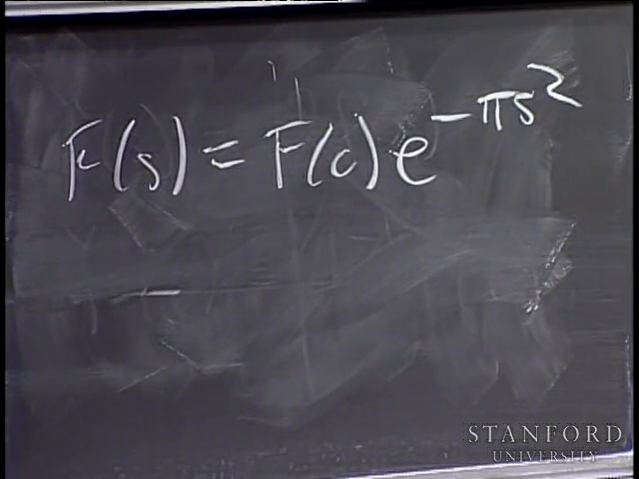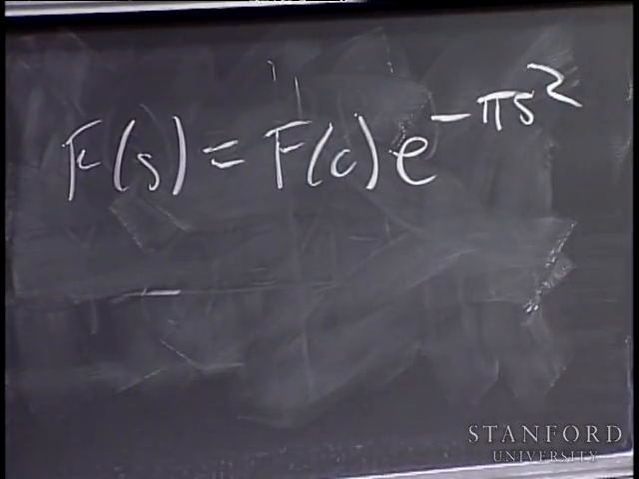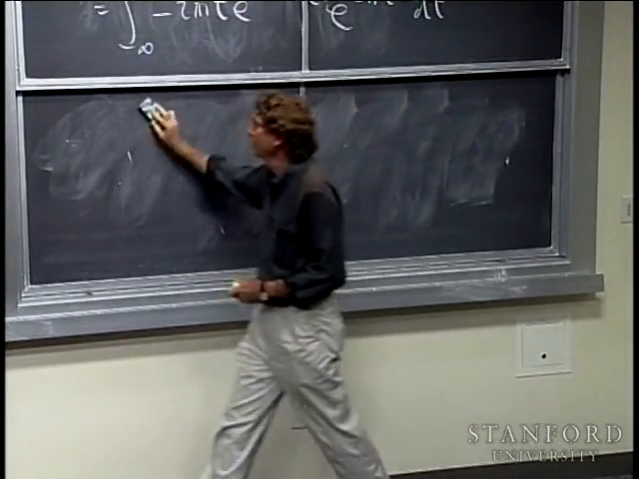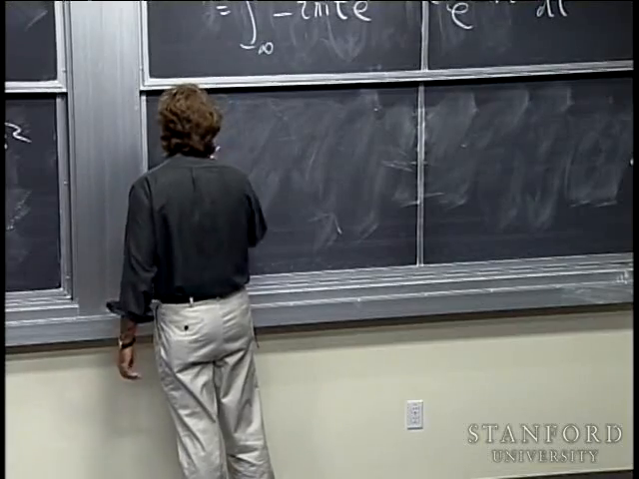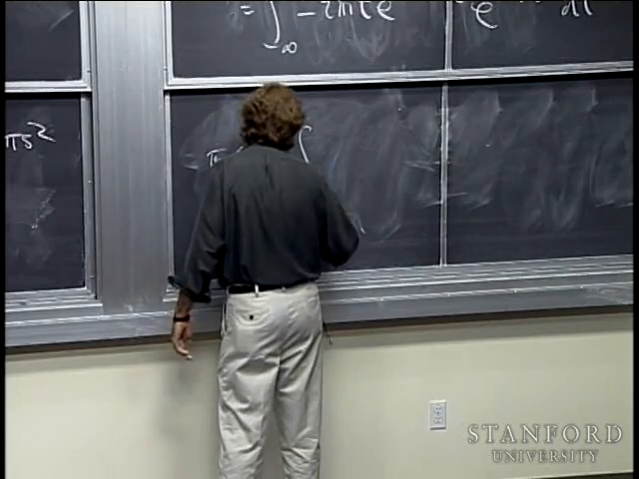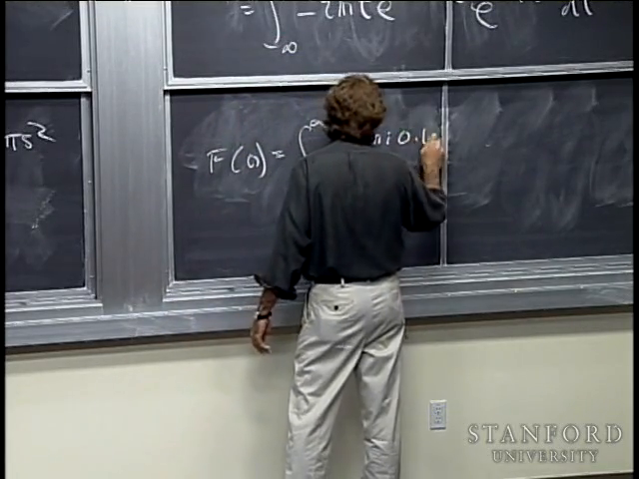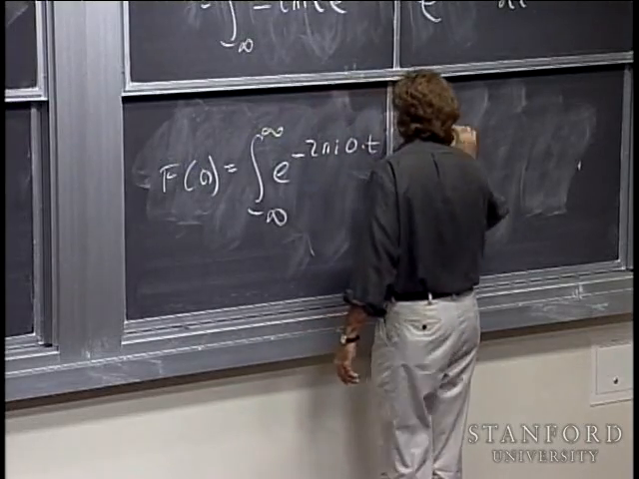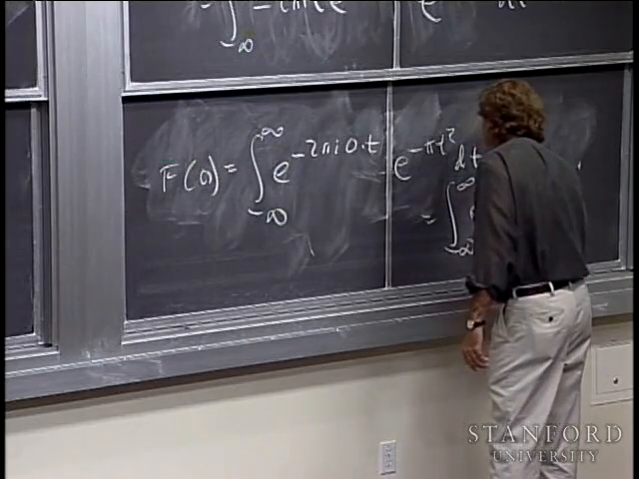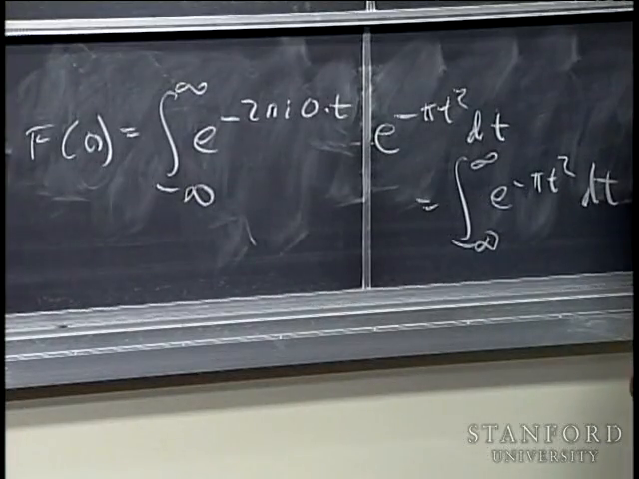And what is capital F of 0? That's the value of the Fourier transform when s is equal to 0, so it's the integral from minus infinity to infinity of e to the minus 2 pi i times 0 times t, e to the minus pi t squared dt. That's the integral from minus infinity to infinity of e to the minus pi t squared dt, which is 1.